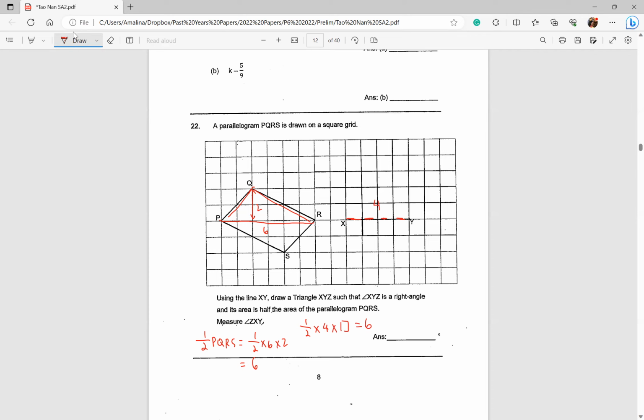Okay, so how do you find this? If I work this out, half times 4 is 2. So 2 times this gives me a 6, which means my height must be 3. So when I draw my triangle later, I must make sure the height is 3 of the lines. Now, angle XYZ is a right angle, which means it must form a very nice 90-degree corner over here. So I will go up by 3 spaces, 3 lines.